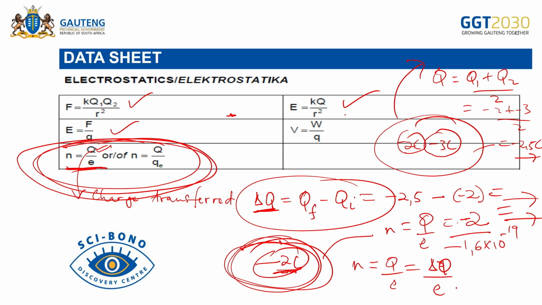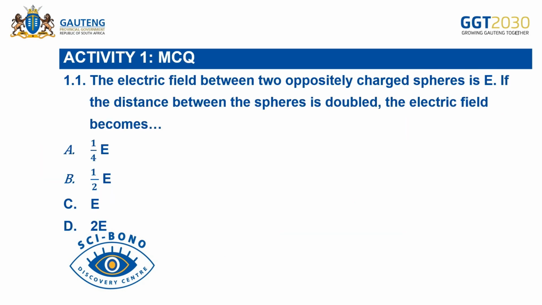What is your final charge? It is the charge on each sphere after contact. What is the initial charge? It is either this negative 2 or that negative 3, but at the end, you will get the same magnitude. Then from there, you'll be able to calculate the number of electrons transferred from one sphere to the next.